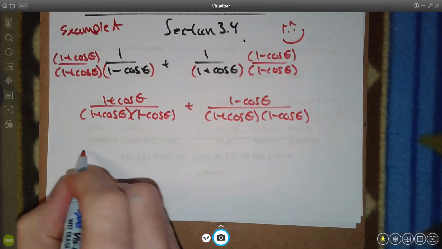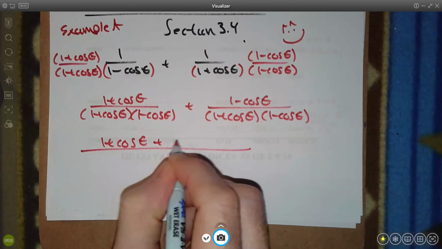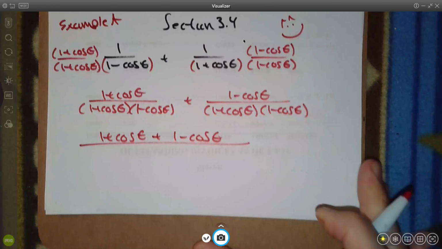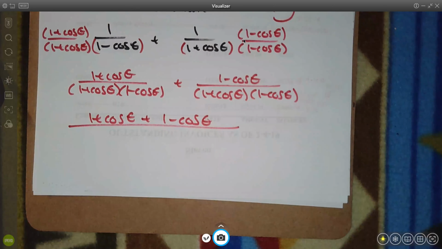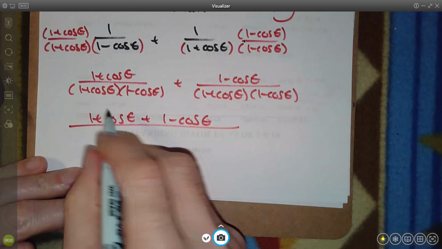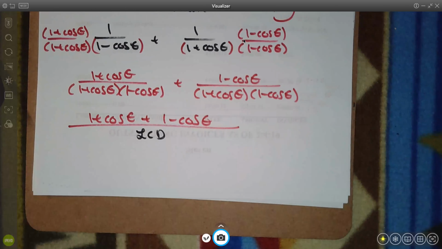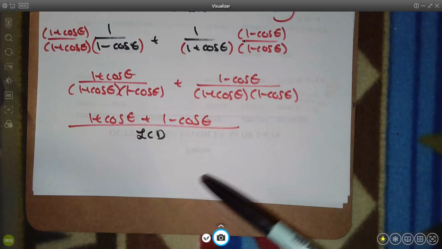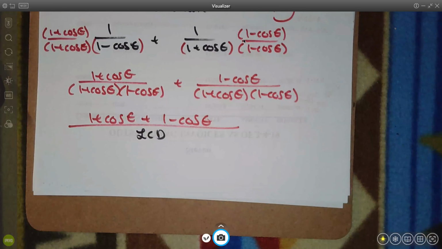So it's going to be 1 plus cosine of theta plus 1 minus cosine of theta over the LCD. Now, sometimes, depending on my mood, I get a little bit lazy, and instead of writing this times this, I'll just write LCD. In a face-to-face class, I'm fine with you doing that, as long as when you're all done, you remember that it's really 1 plus cosine of theta times 1 minus cosine of theta. In fact, I think we're going to kind of need that.